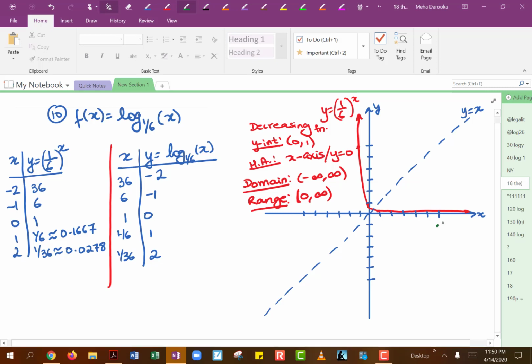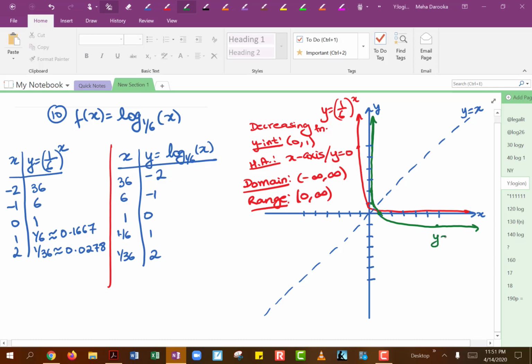Okay, at (1, 0). For positive 1/6, we are at (1/6, 1). Okay, so the graph will look something like this. This part will go here, and then this part will be getting closer and closer to the y-axis. So this is our log of x with a base of 1/6.